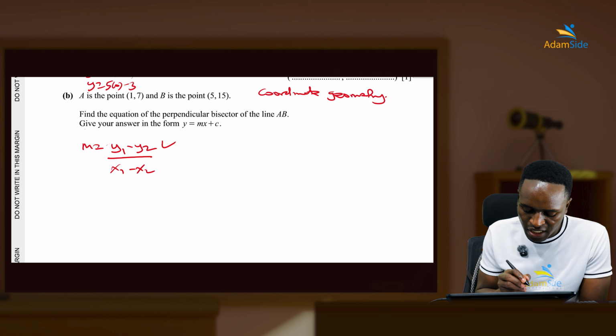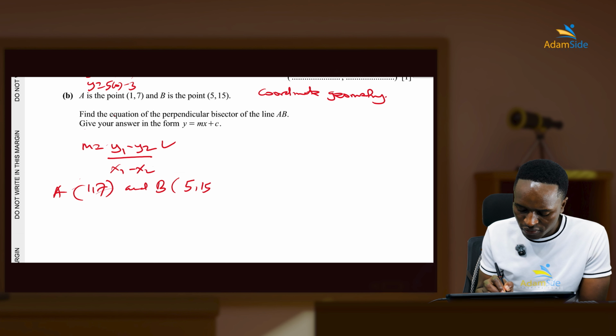Find the gradient of AB. We have the given point 1, 7 for coordinate A, and for B we have 5, 15. So find the change.